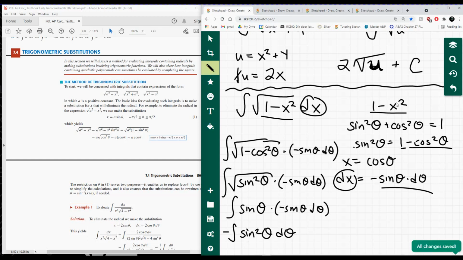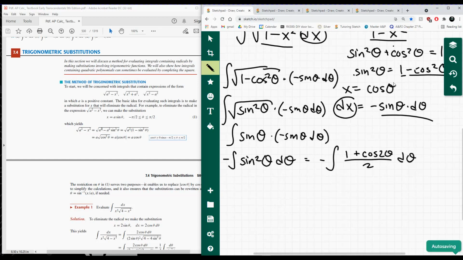We just learned the power reduction rule from the previous lesson, in which case this is now negative the integral of 1 plus cosine of 2 theta all over 2 d theta, and this is definitely an integral we could solve. We get negative 1/2 the integral of d theta, just for that first term, minus 1/2 the integral of cosine of 2 theta d theta.